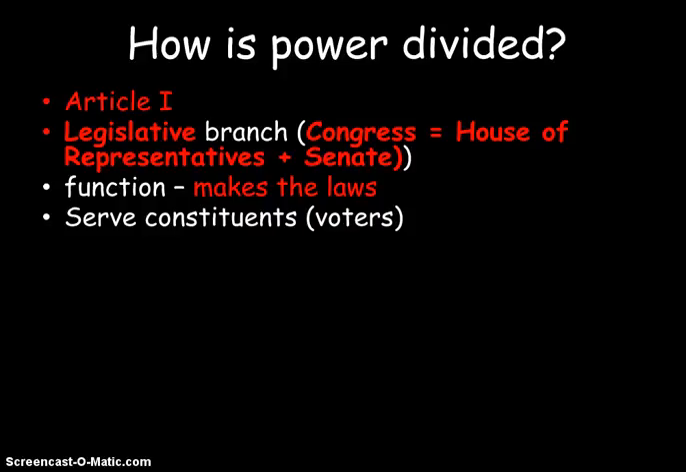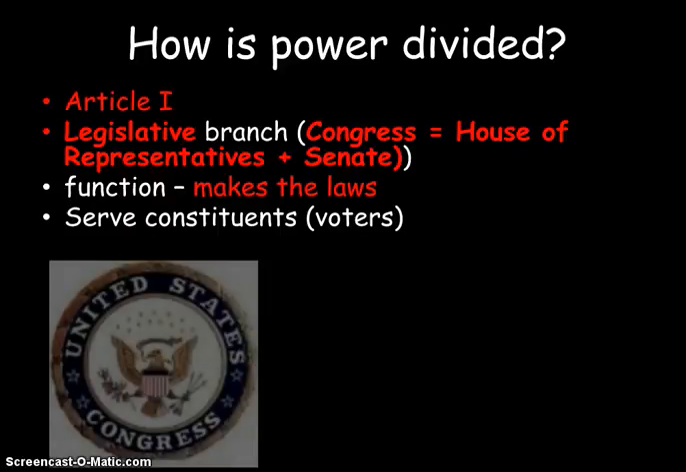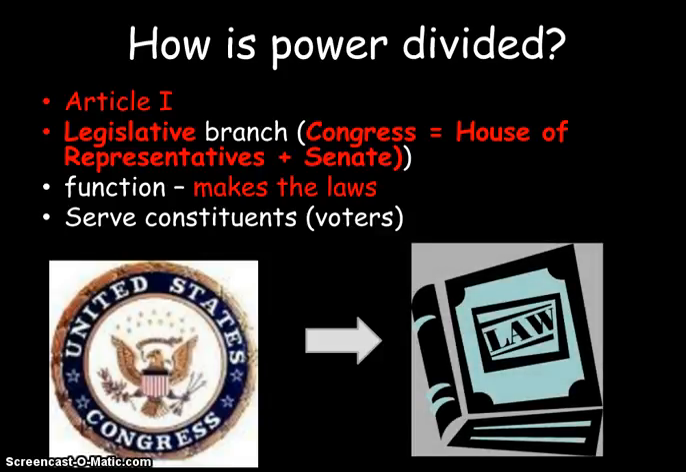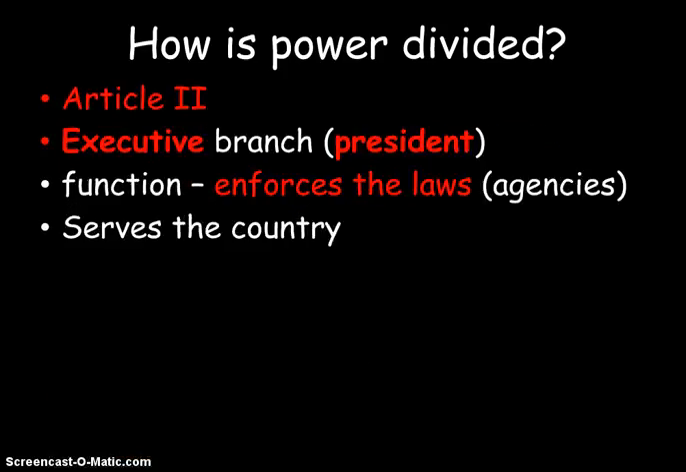So how is power divided? Let's begin with Article 1, which created the legislative branch, which is Congress, the House of Representatives, and the Senate, as we studied with the Great Compromise. Here we have the symbol for Congress. The function of the legislative branch is to make the laws. These are the lawmakers, the ones who write and pass bills. Their job is to create the law and to serve the constituents, which are the voters. The House of Representatives is elected every 2 years so that it will be closest to the people and the representatives will be most responsible to their constituents.